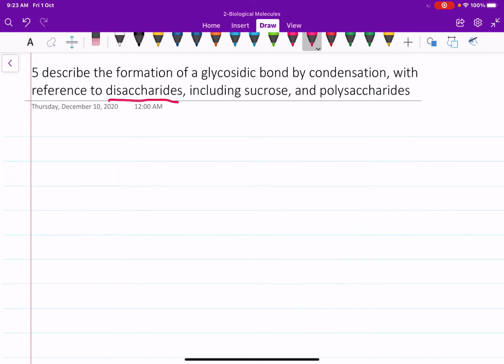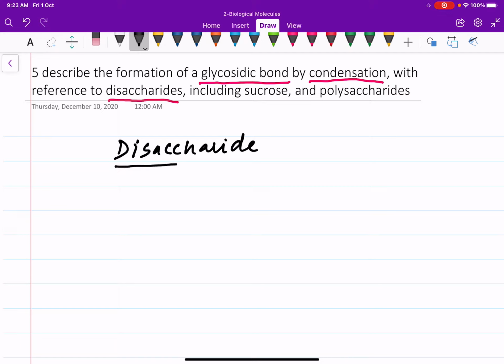Okay, in today's lesson we'll discuss disaccharides, then glycosidic linkage or glycosidic bond, and condensation. Okay, so how do we define a disaccharide?